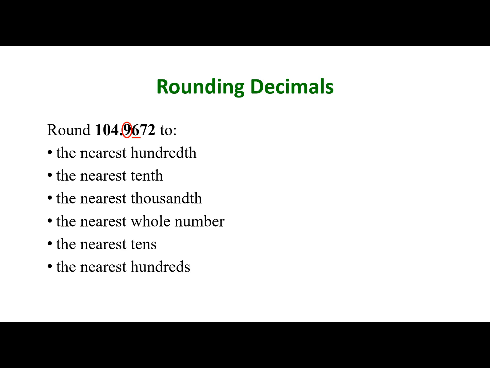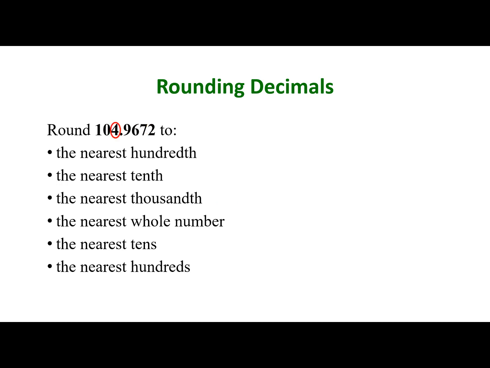The digit to the right of 9 is a 6, that's 5 or more. The 9 rounds up, and we have the 9 becoming a 0 and the 4 becoming a 5, so we have 105.0. We leave the 0 here to tell the reader that we are rounding to 1 decimal place. To the nearest thousandth, that's 3 decimal places, that's a 7. The 2 is smaller than the 5, so this rounds down, so we have 104.967.